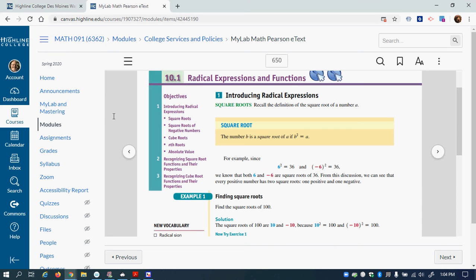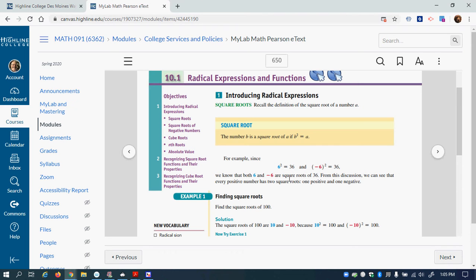So this section is 11.1, and it's an introduction to radical expressions. If you take a look, recall that the number b is a square root of a if b squared does equal a. So here is an example with 36, which is the a. What two numbers could be squared that would give you 36? 6 squared is 36, and so is negative 6 squared if you put brackets around it all.